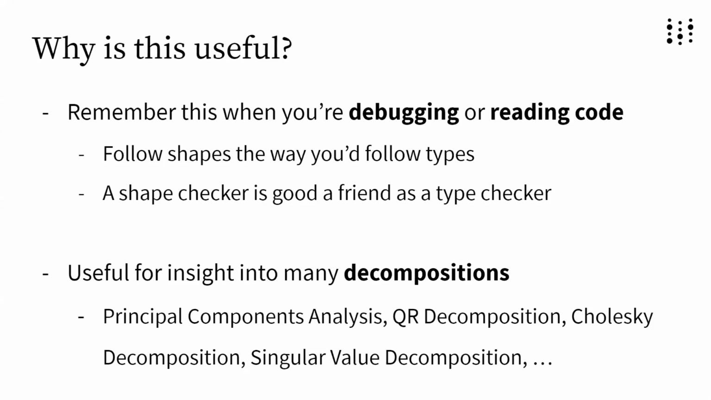Is this a list? Is this a list of lists? What's going on here? And you can do the same thing with shapes when you're debugging your machine learning code. And something that can check shapes is as good a friend as something that can check types. So there's lots of machine learning frameworks out there that can check to make sure you're getting your shapes right.